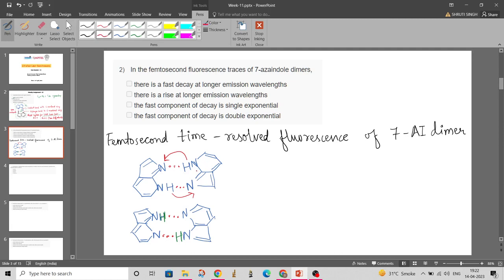So after the double proton transfer, this 5-membered ring, which initially had only hydrogen bonding, now here it is covalent. And the 6-membered ring, which initially had covalent bonding here, it became hydrogen bonding. The covalent bonding became hydrogen bonding. So this is what happens after double proton transfer.